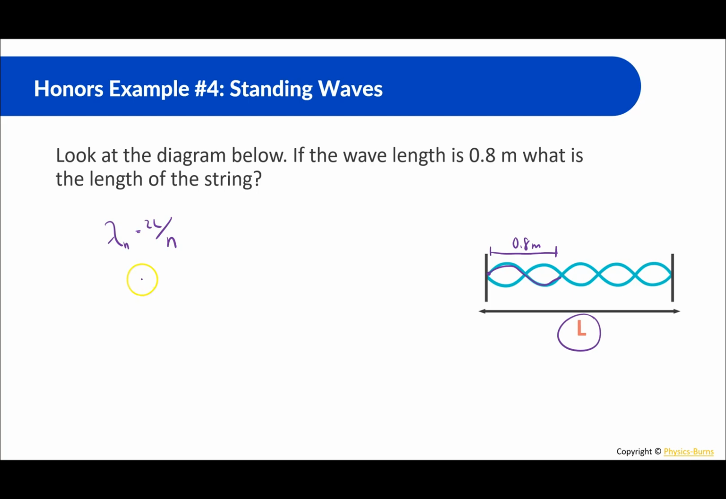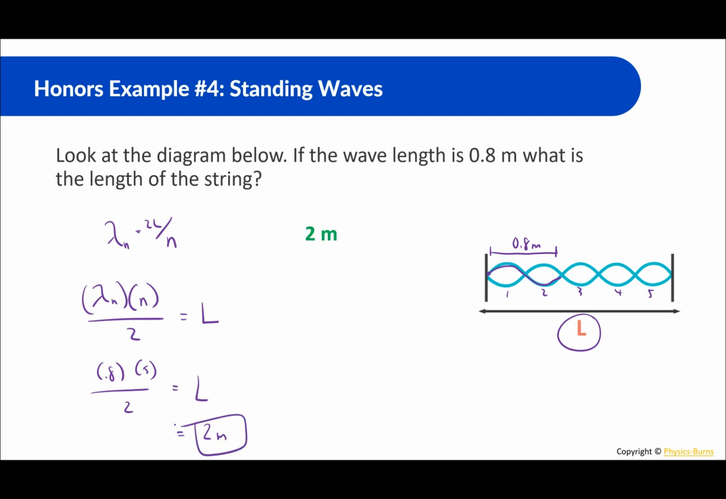And what are we looking for? The length of the string. So I could do wavelength of the nth harmonic times n divided by 2 equals L. Wavelength is 0.8, n is 5, and then divided by 2 equals L. Let's put this into our calculator: 5 times 0.8 divided by 2, and we get 2 meters.